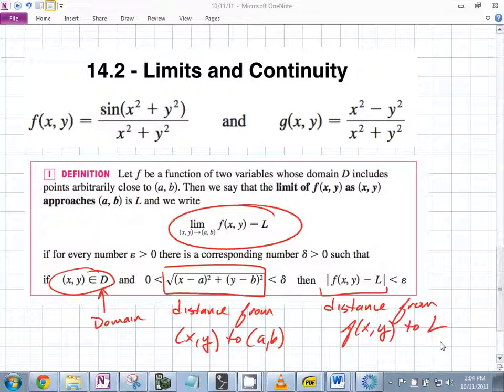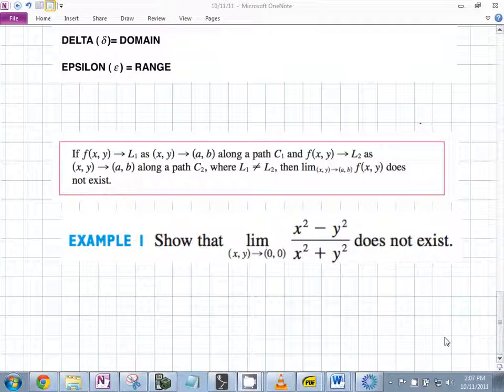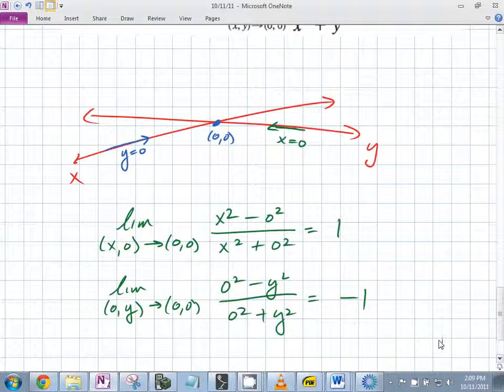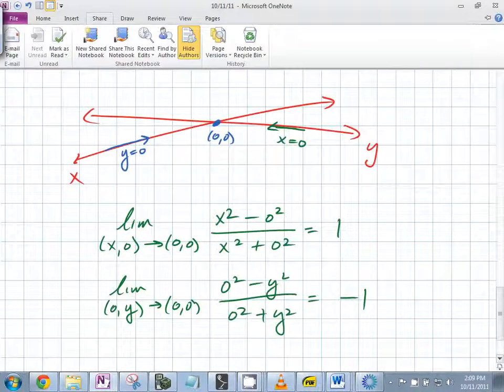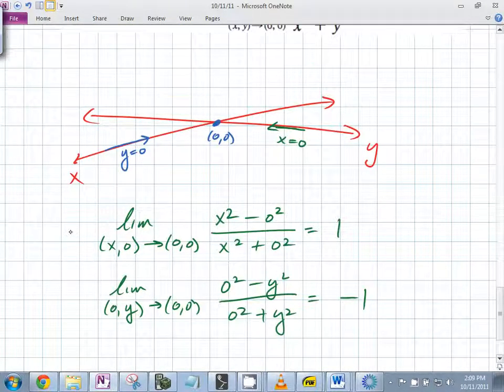You need to be able to see it, at least. The two paths whose output does not get us in the same place. If that's true, then the limit does not exist. I'm also telling you, which is kind of nice, two different paths, so let's write this in here. This is along the x-axis, and this is along the y-axis. They go to different values, so therefore, does the limit exist at 0, 0?